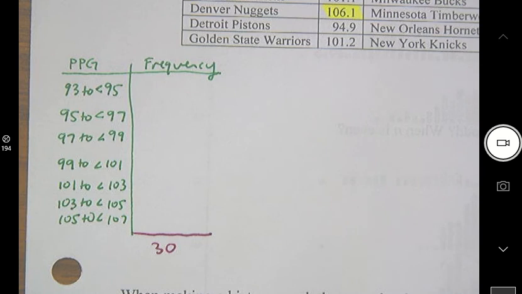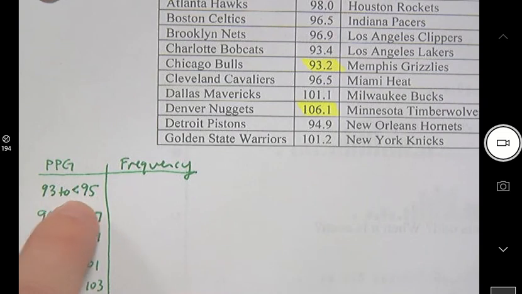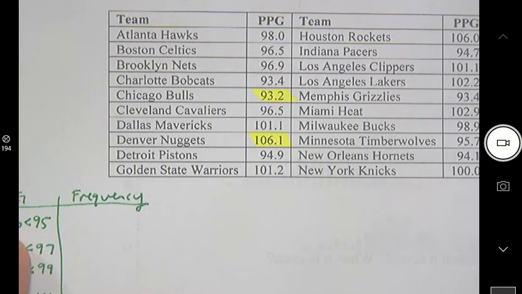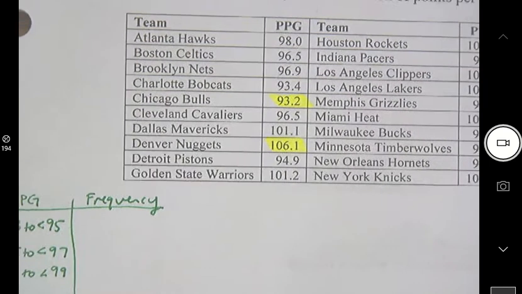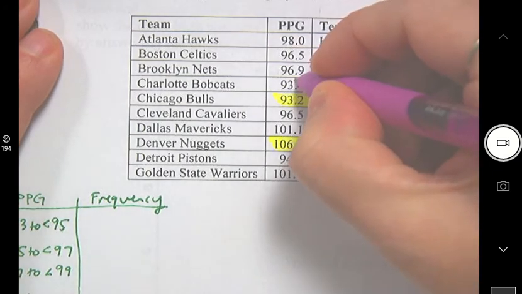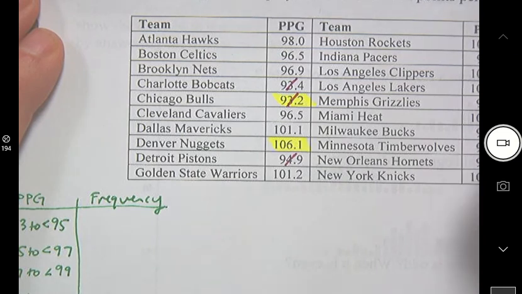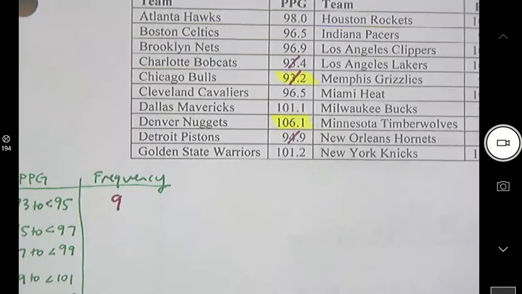I think it's smart to cross them off as you count them. Let's help each other out. The first person that thinks they have it, say it out loud so someone can verify. How many teams would go in the first bucket or bin? 93, anywhere from 93.0 all the way up to 94.9, I guess? I got 9. You got 9 already? Okay, we'll wait for somebody to verify here. Yes, got 9. Okay. All right, we're going to go with 9. That's the frequency. That's how many.